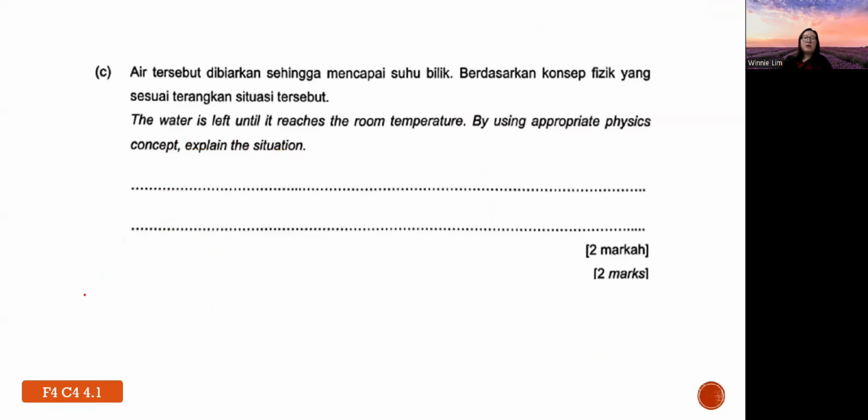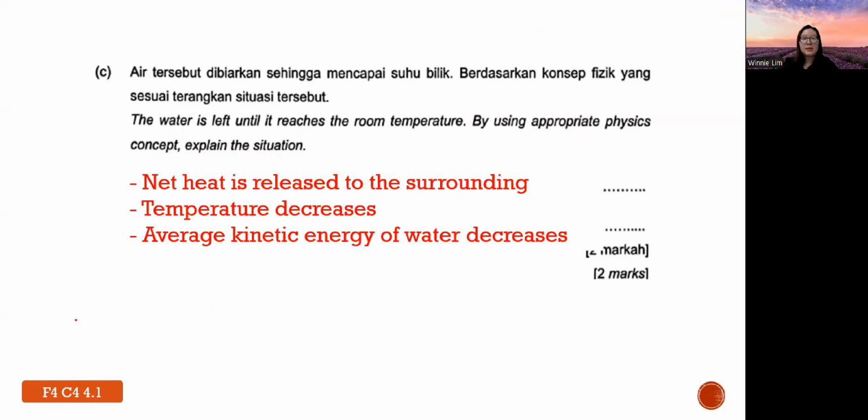Okay, C. The water is left until it reaches room temperature. By using appropriate physics concepts, explain the situation. So of course now your temperature is high, right? So slowly the temperature will decrease. Why does the temperature decrease? Do you gain energy or lose energy? You lose the heat to the surrounding. Then slowly you talk about the temperature decreases, and temperature is related to kinetic energy. Finally, you say kinetic energy also decreases. So any 2 points here, you actually get full marks.